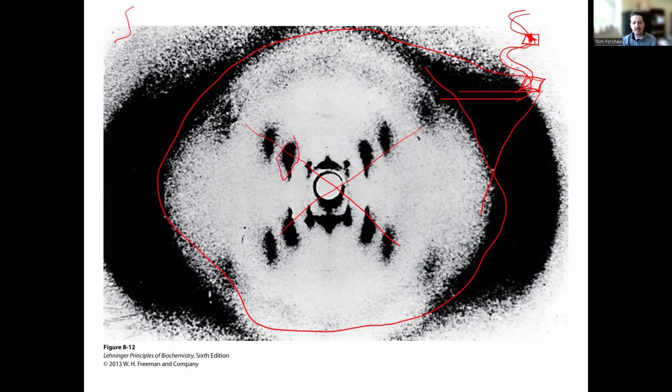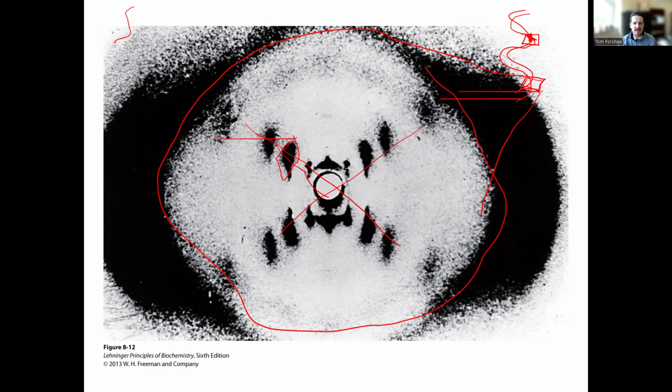And these diamonds, they were able to figure out that's the phosphate backbone, and the fact that they could see them told them the phosphate must be on the outside, because they weren't sure if it was going to be outside or inside. So this indicated that the phosphate is on the outside, because the phosphate forms this diamond, and the fact that you can see it must mean it's on the outside.